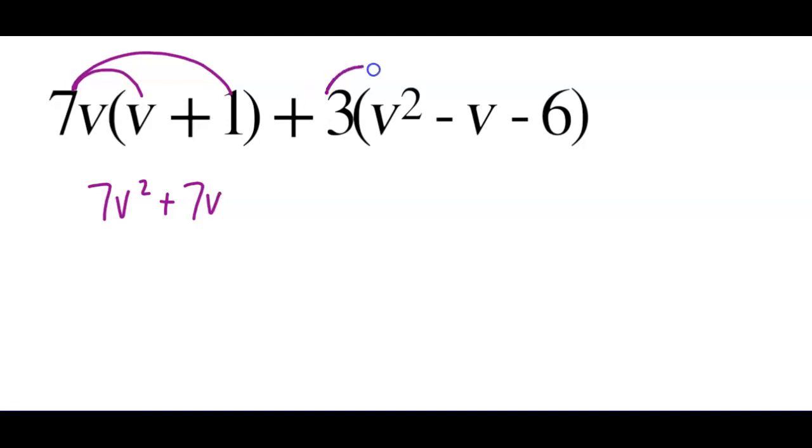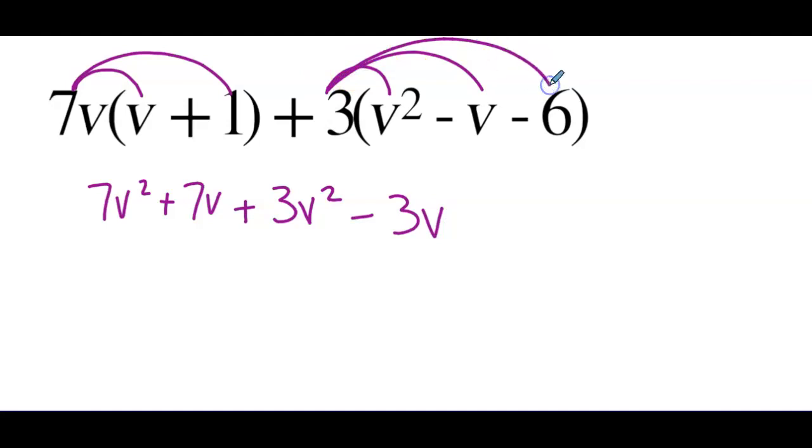If I do my positive 3 times v squared, I get 3v squared, and it's positive. And then if I do 3 times negative v, I get negative 3v. And then I do 3 times my negative 6, I get negative 18. Okay? Easy peasy so far. Am I done? No, I'm not done.